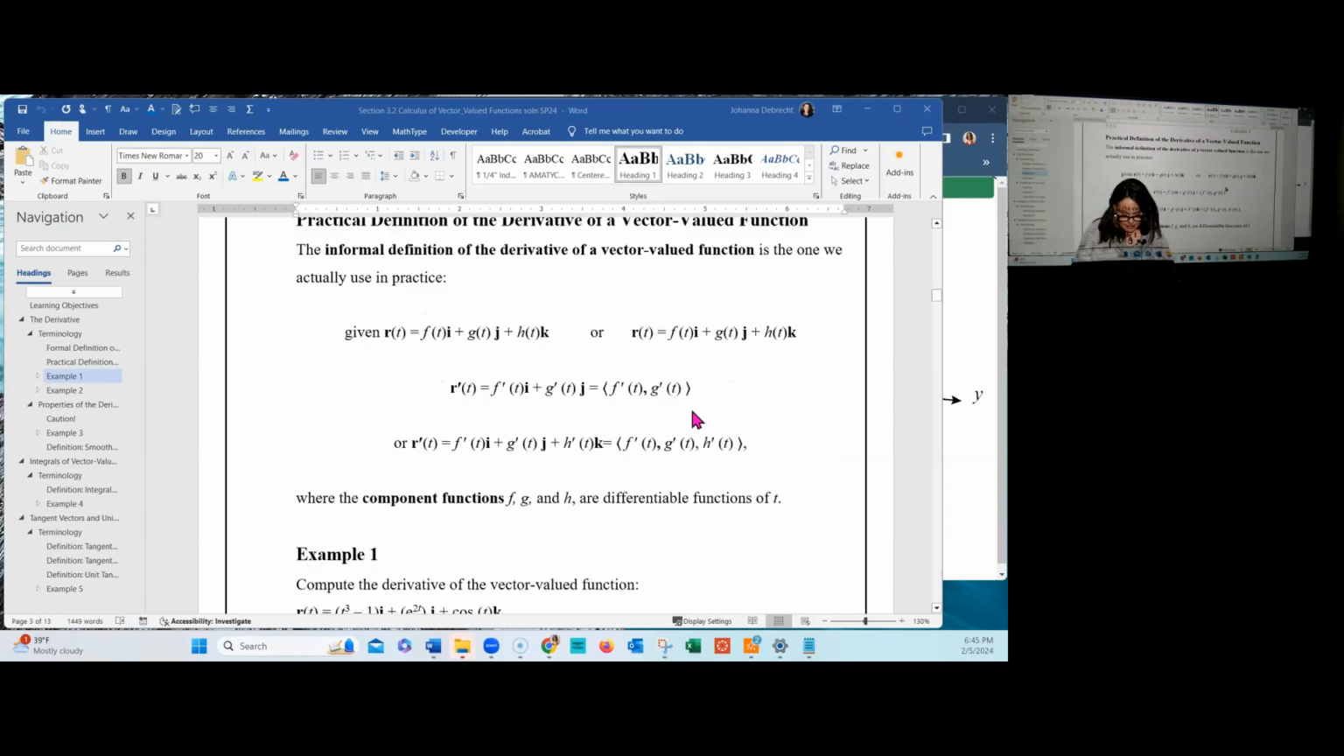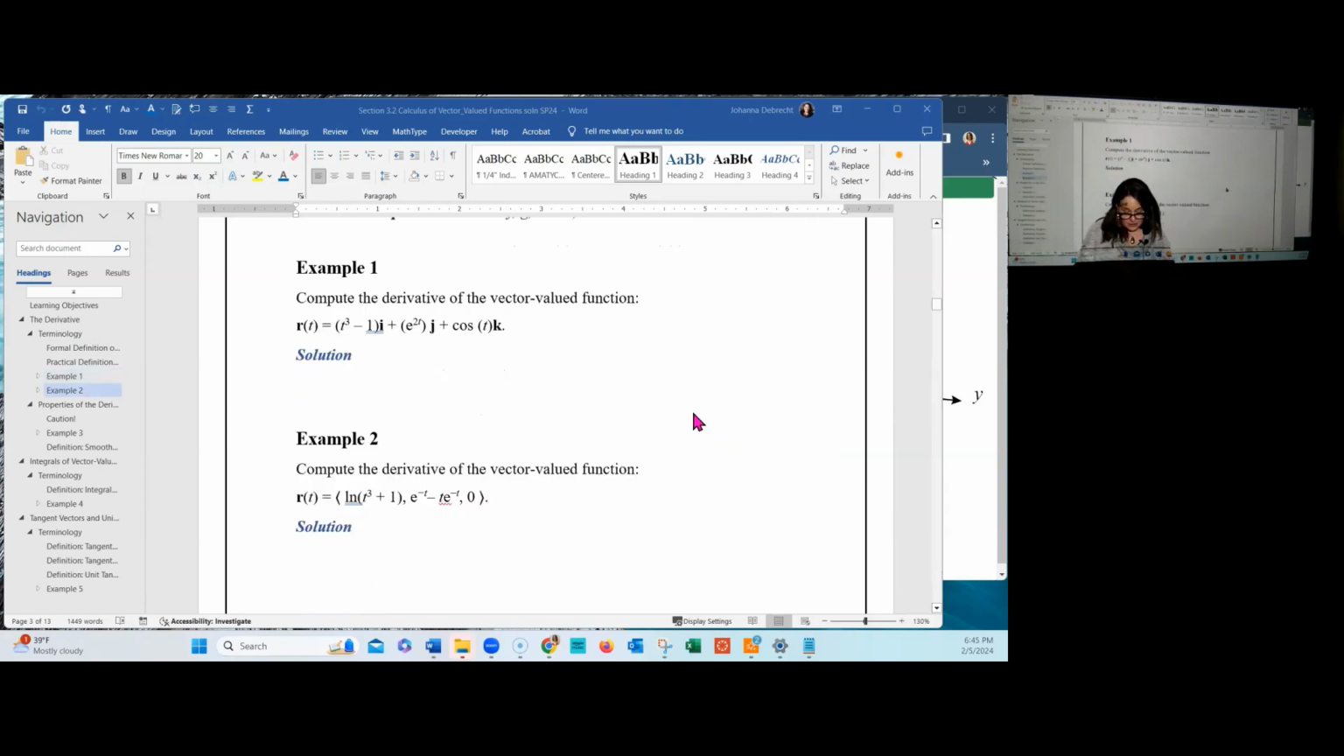Let's take a look now at example 1 and 2. We'll just do both of them together. In example 1, we want to find the derivative of the vector valued function, and it is a 3-dimension vector because it has an i hat, j hat, and k hat component.